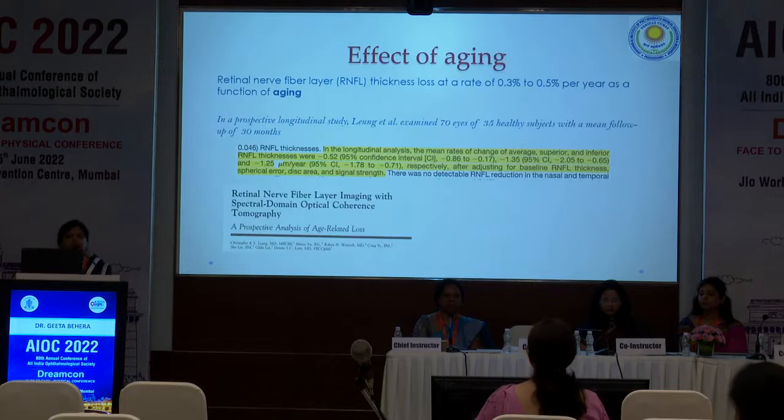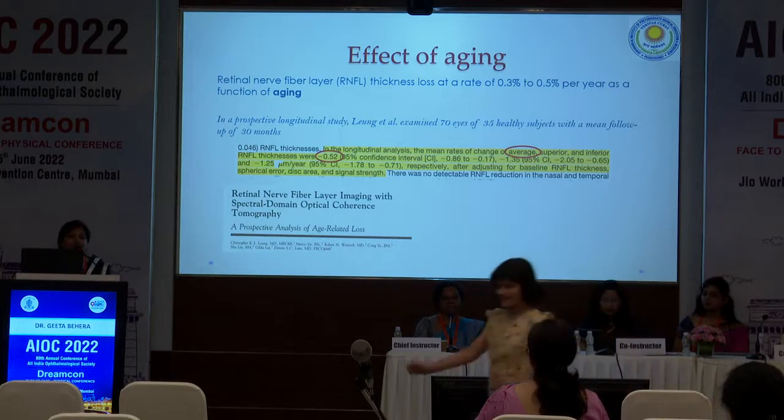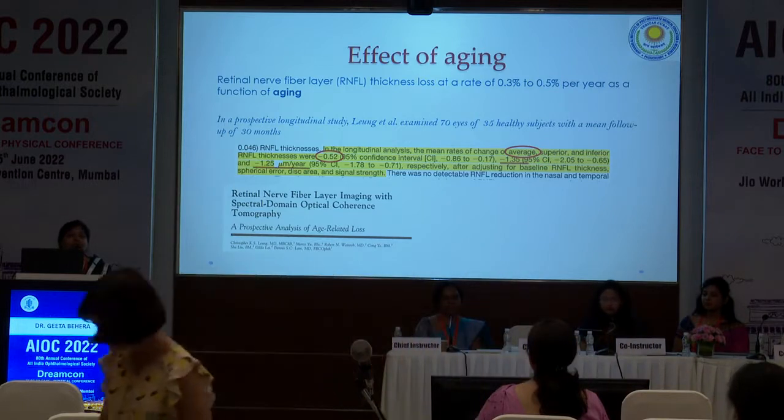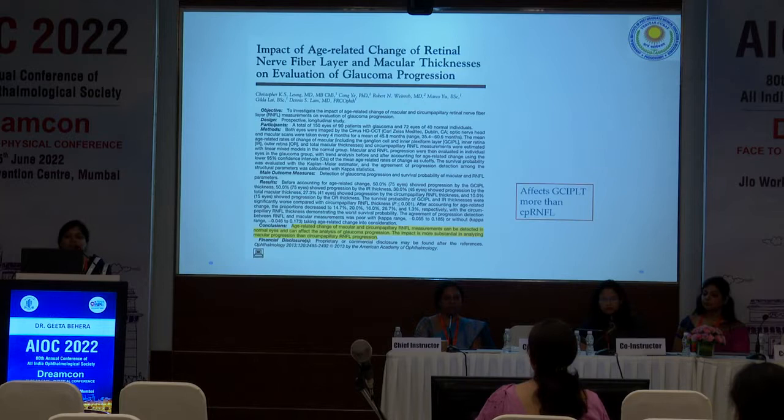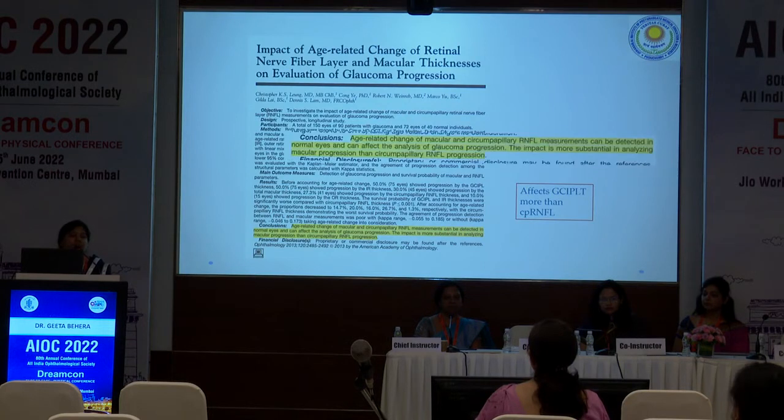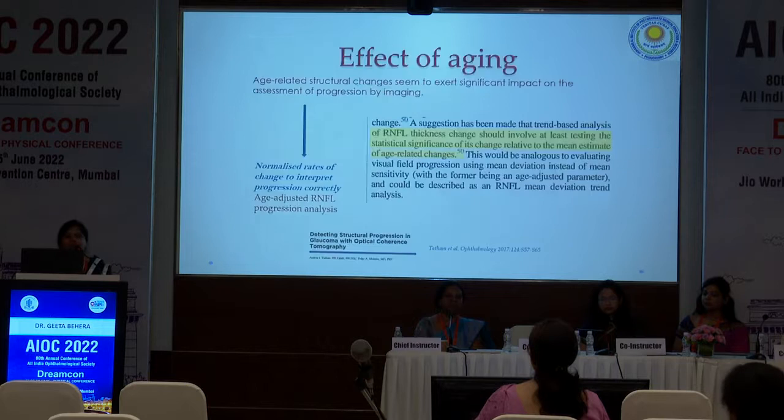Then the effect of aging. Now, retinal nerve fiber layer thickness loss is at a rate of 0.3 to 0.5% per year, particularly beyond the age of 40 years. It has been seen that the average loss is about 0.5 micron per year beyond the age of 40 years, with the sector-wise loss being even greater, almost 1 micron per year in the superior and the inferior RNFL. And this affects the GC-IPLT more than the circumpapillary retinal nerve fiber layer thickness. So this should be kept in mind when assessing progression in a serial analysis of OCTs.